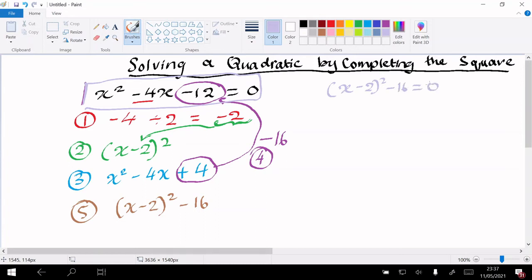Yep, so now we are going to actually start solving this. So the first step would be to get rid of the number here. Since I have minus 16 here, I will add 16 on both sides. So that would be x minus 2 whole squared is equal to 16. Now we will be doing a very important step, which is the inverse of a square. So the inverse of a square is always square root. So I will square root both sides, and I will get x minus 2 is equal to 4.